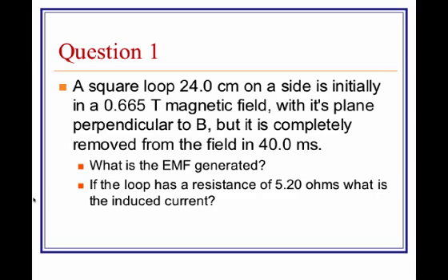So in finding the EMF, think about how to find the magnetic flux at time equals 0, and then find the magnetic flux at time equals 40 milliseconds, which if it's completely removed from the field should be pretty easy. From there, you find the change in magnetic flux over the change in time. That gives you the EMF. All right, so there you go. First problem, put it in online. Awesome.